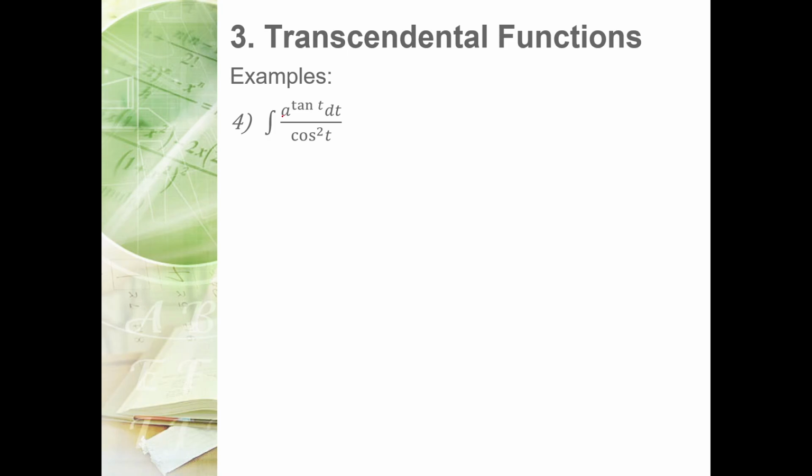So the same as the previous example, we still need to follow the a raised to u du because we have an exponential function. So looking at your equation, you have the integral of a raised to tangent t all over cosine squared t dt. So first, you have an exponential function in the numerator. Then we have a trigonometric function in the denominator.